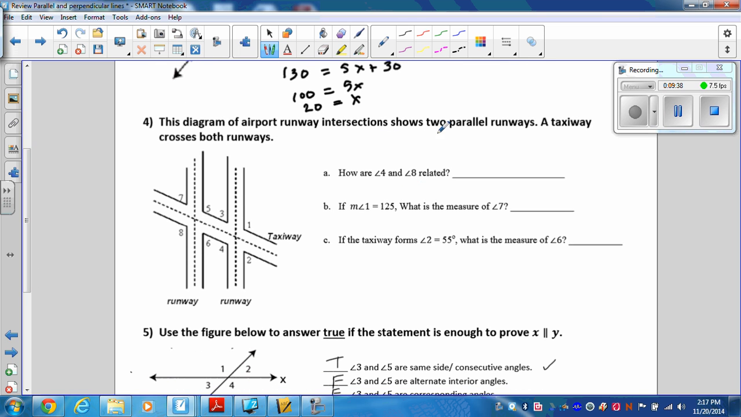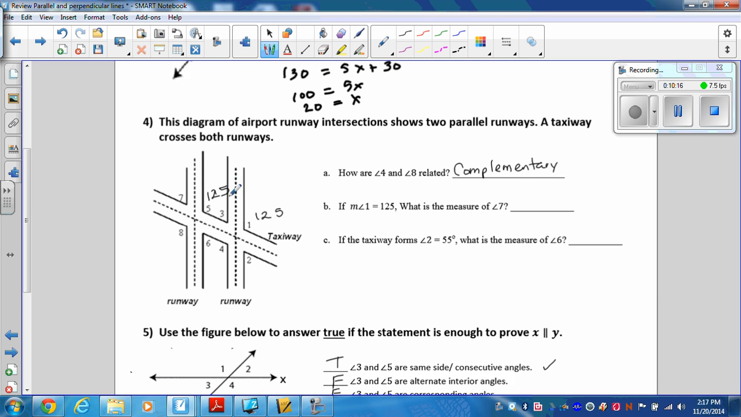Okay, so we have two runways, a real life problem. This is the taxiway. The taxiway represents the transversal. So this is parallel to this. My two runways are parallel. So angle 4 and angle 8 are complementary. The measure of angle 1 is 125.